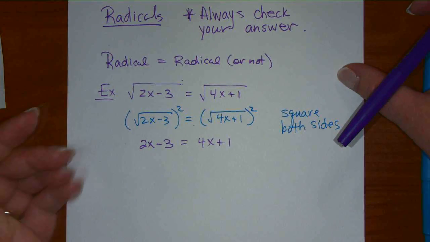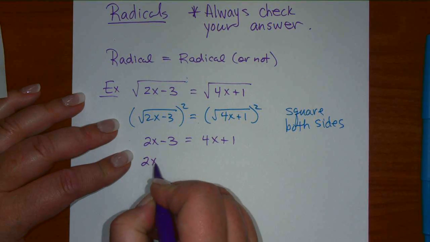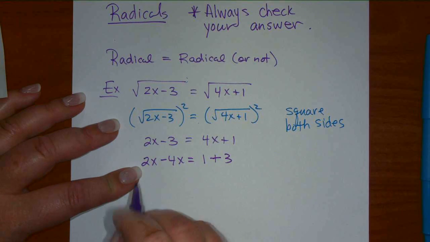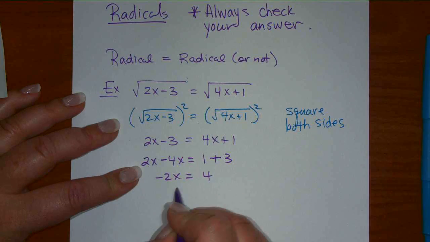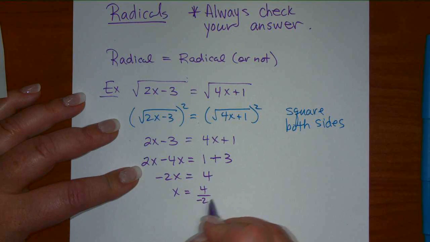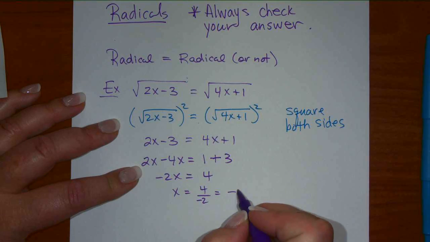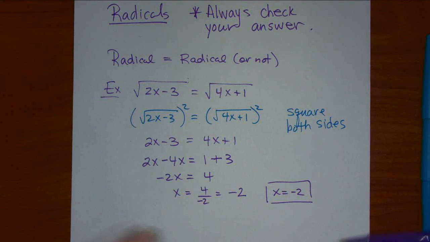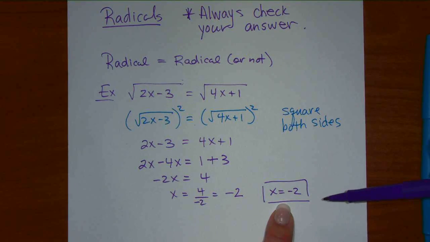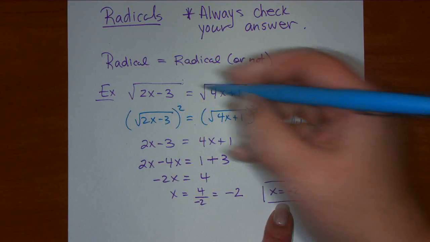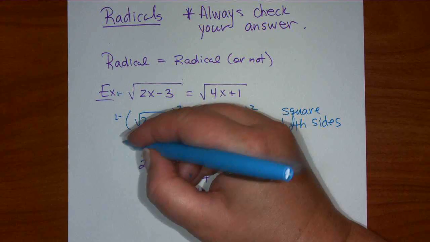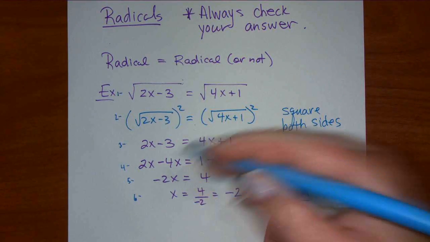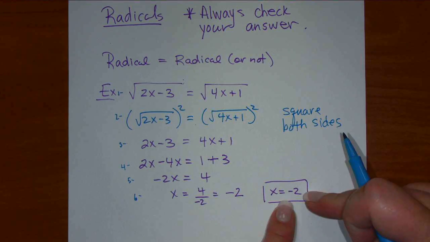So what we would now do is just solve this. So 2x minus 4x, 1 plus 3, moving the negative over. x equals 4 divided by negative 2, which is negative 2. So where does this negative 2 actually work? If I call this line 1, this line 2, this line 3, 4, 5, 6. So we have 6 steps that we did here, 6 lines. Where does the -2 work along here?